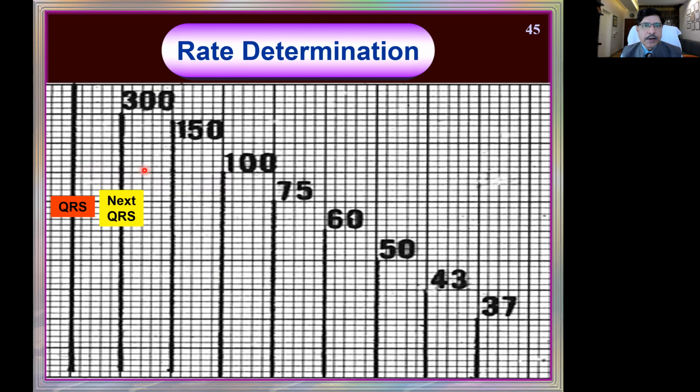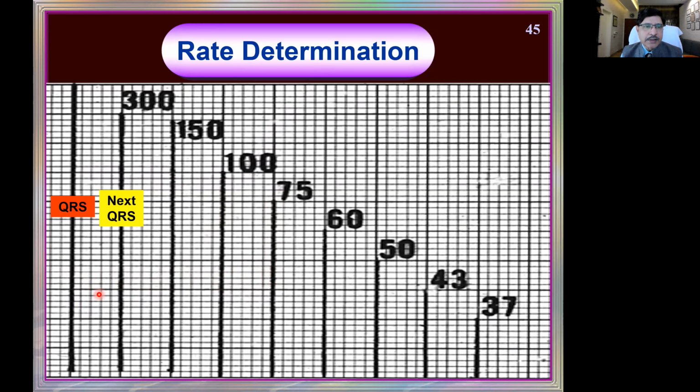So 300, 150, 100. Let us look here. There are 4 squares it took. The first complex fell here and the next QRS has occurred, so the RR interval is 4 big squares. Each is 0.2, so 4 big squares is 0.8. 60 seconds is 1 minute, and 60 divided by 0.8 will be 75.